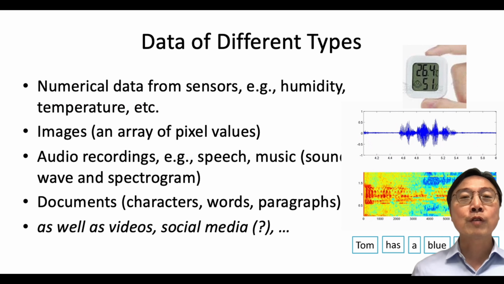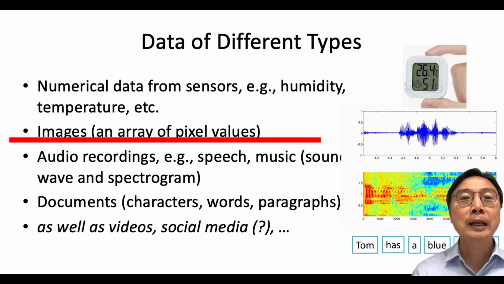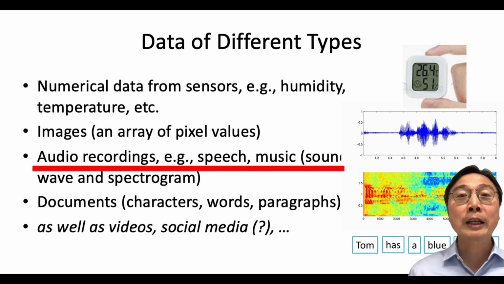Another type is also very common: images. Images are essentially arrays of pixel values. I'll have another slide to elaborate a little bit on these types of data. And in addition, we also have audio recordings, of course.